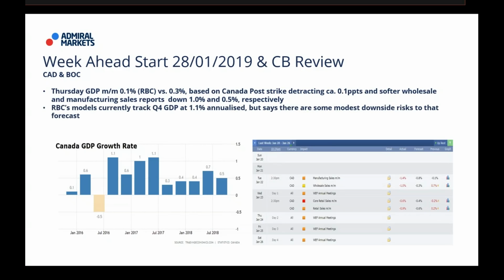RBC's model is currently tracking fourth quarter GDP at 1.1 annualized, but says there are some modest downside risks to that forecast. I included on the right-hand side the economic numbers from last week, and you can see that manufacturing sales and wholesale sales came in worse than expected, and core retail sales as well. So be aware of that. If the oil comes off as well, the Canadian dollar is a short.